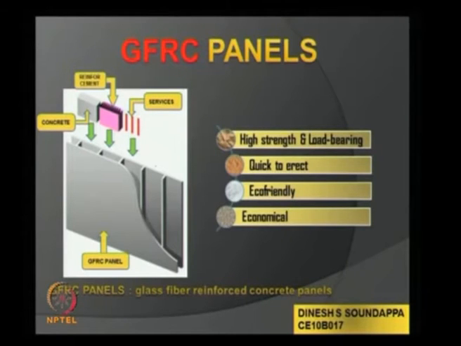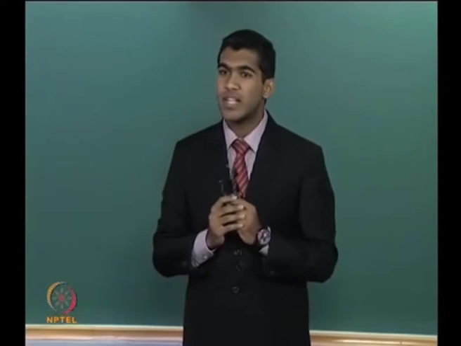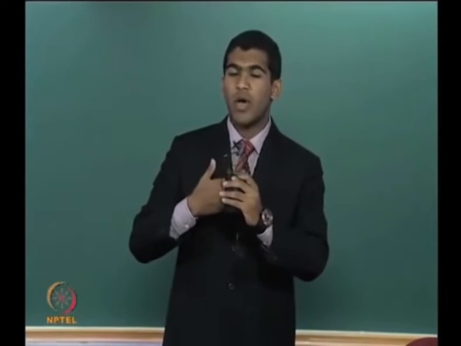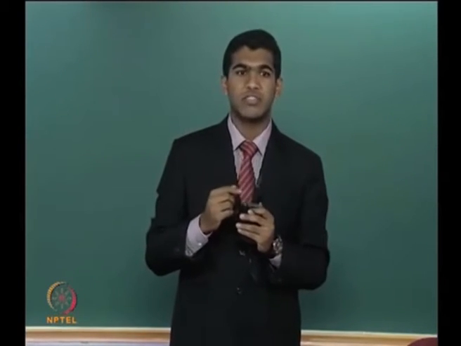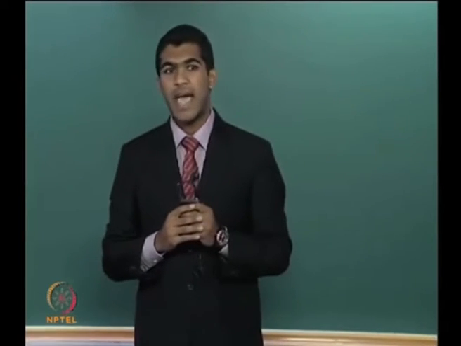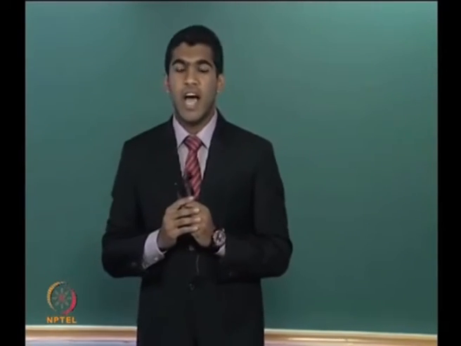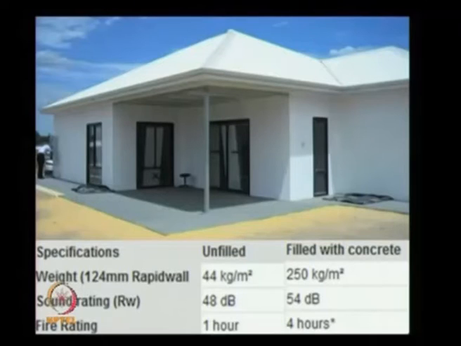These panels are of high strength, load bearing, quick to erect, economical, and also eco-friendly. These panels are generally 124 mm thick, and in the hollow sections, reinforcement, plumbing, and electrical services are placed, and later, for additional strength, concrete is poured into it. Now, in this slide, you can see a house built with the help of GFRC panels, and the build specification of the house is shown.